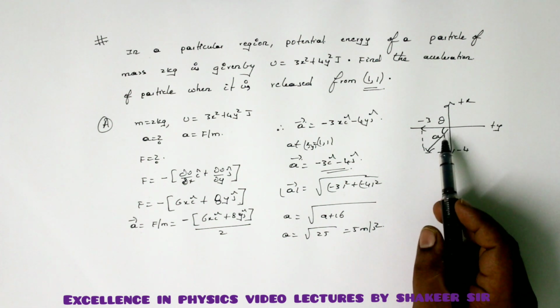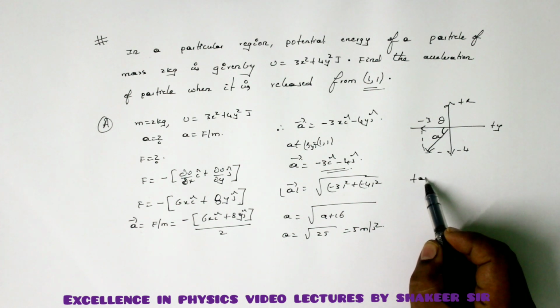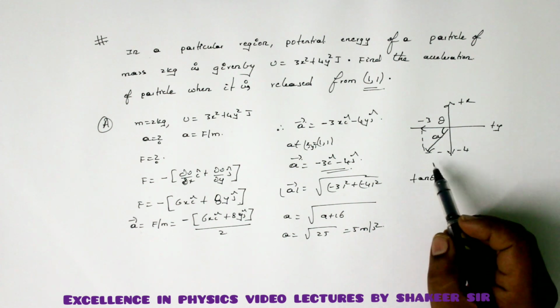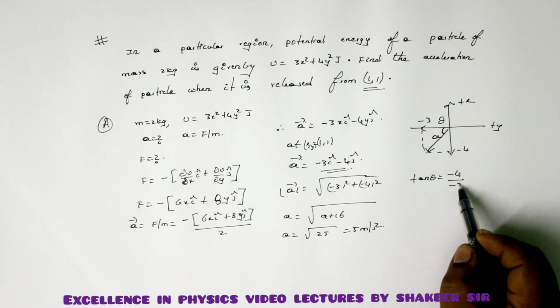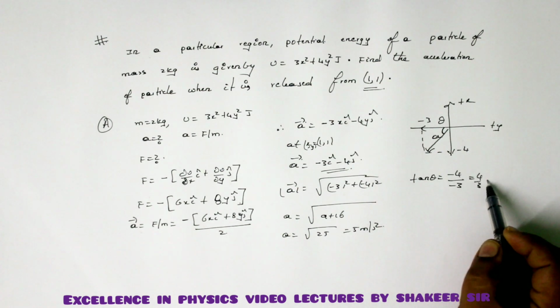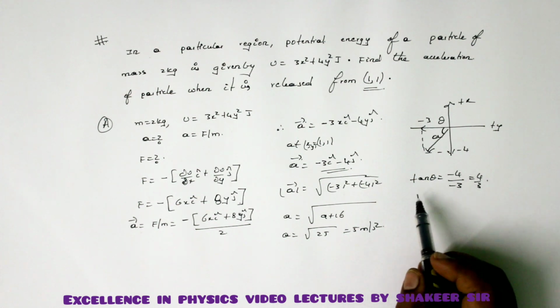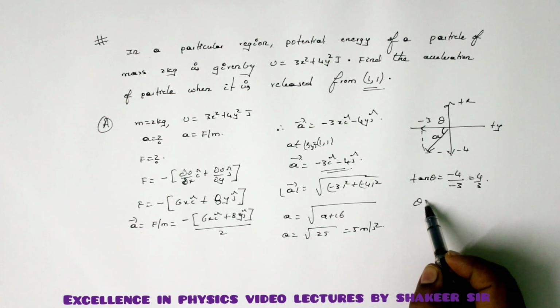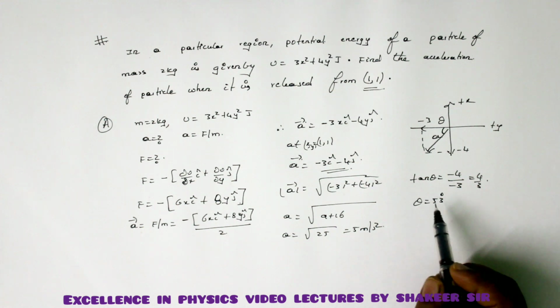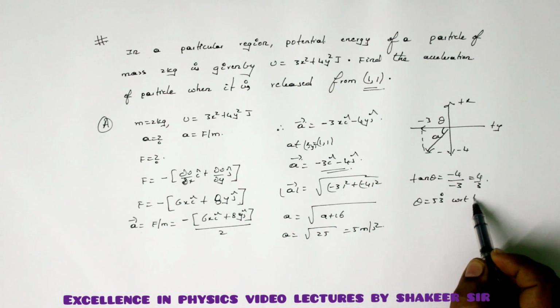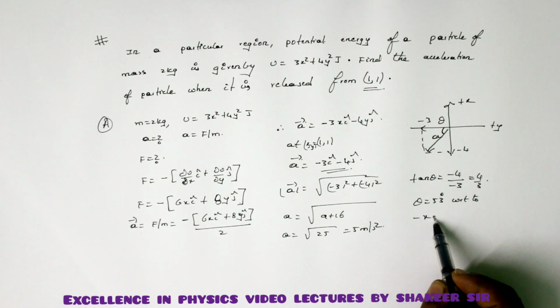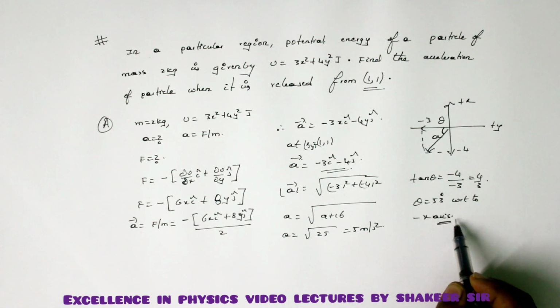So with respect to horizontal, tan theta is equal to opposite by adjacent side. Here opposite side is minus 4, adjacent side is minus 3, so it is 4 by 3. So tan theta is equal to 4 by 3, so theta is equal to 53 degrees. Therefore theta is equal to 53 degrees with respect to negative x-axis. So that should be my answer.